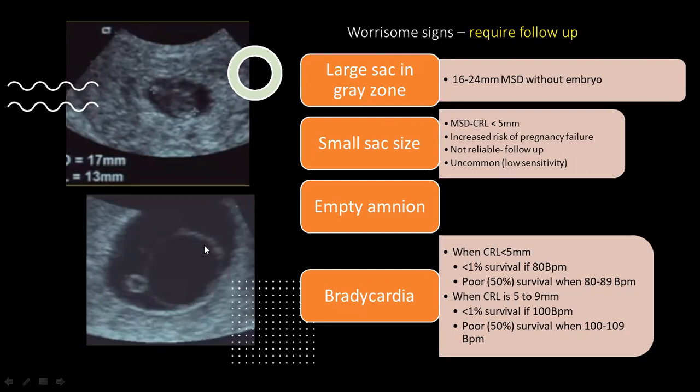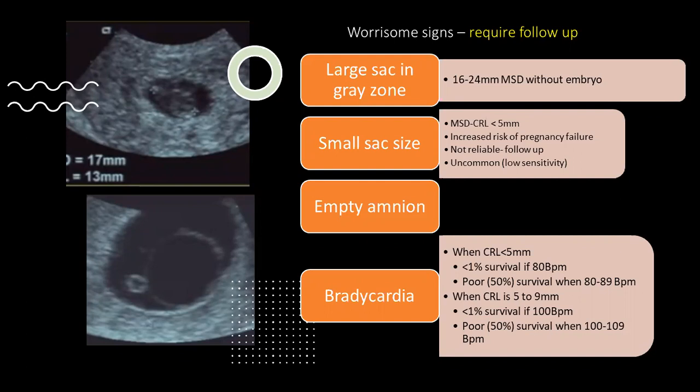According to literature, when our CRL is less than 5 millimeters and we have a heartbeat of 80 beats per minute or lower, the chances of survival are very low. We have less than 1% chance of survival. So most of these pregnancies will eventually miscarry. Then if the heart rate is between 80 to 89, at least this is a better survival rate, but it's still poor.